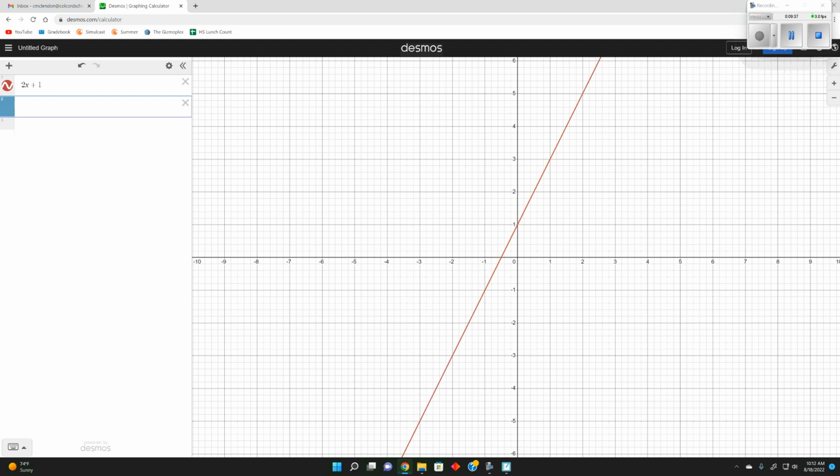Now the transformation we wanted to apply is we wanted to move this graph 3 units down. So that means every point on this line will go down 3. So at this point, 0, 1, is going to go down 3. So 1, 2, 3, it should be at 0, negative 2.